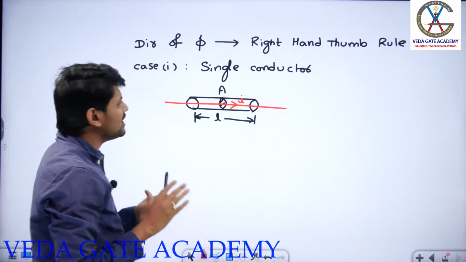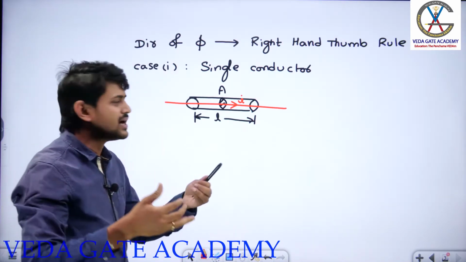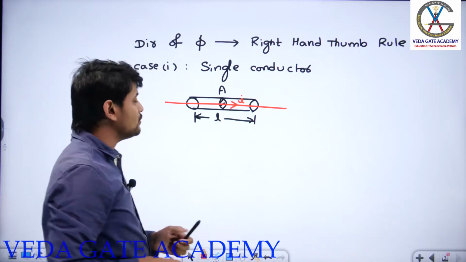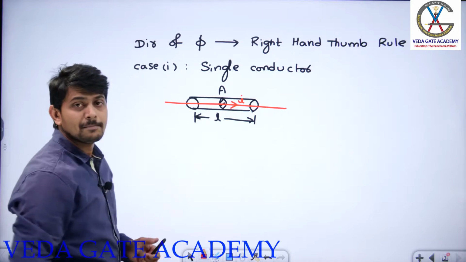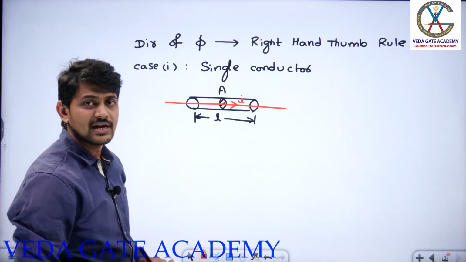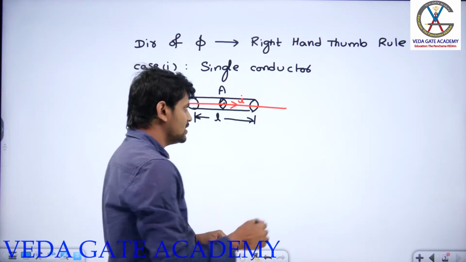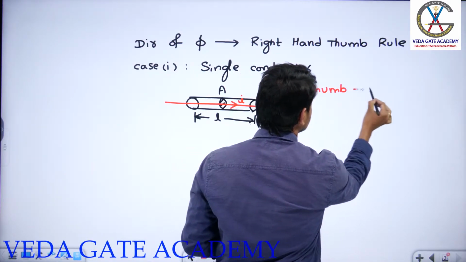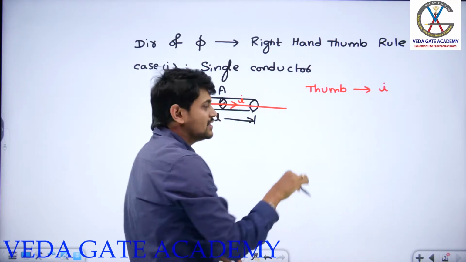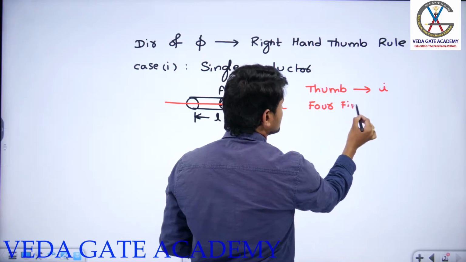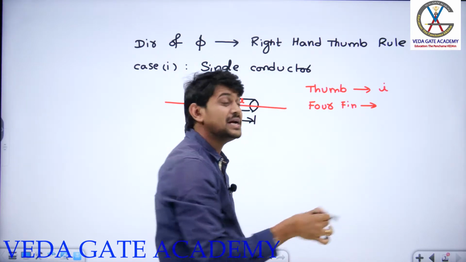Now, whenever I am handling a single conductor, in the majority of cases, how we apply the right hand thumb rule is: use the thumb to represent the direction of current, whereas the remaining four fingers represent the direction of flux lines. That means I need to use the thumb for the direction of current, and the remaining four fingers of our right hand are used to determine the direction of flux lines.